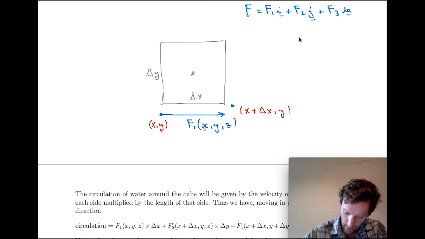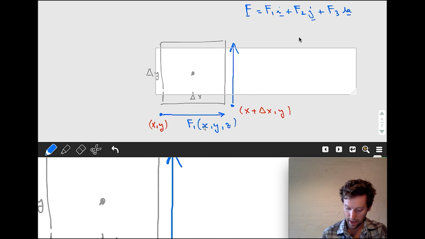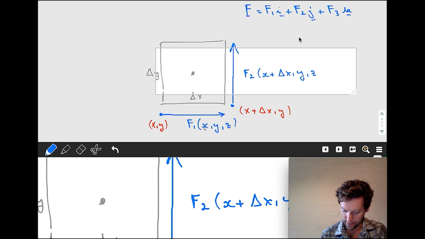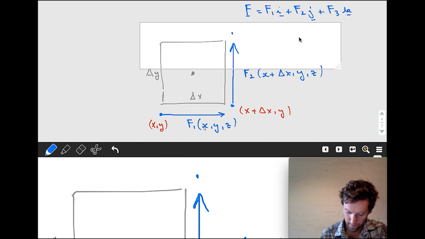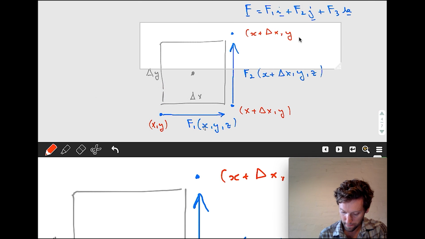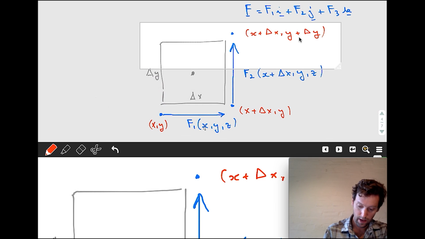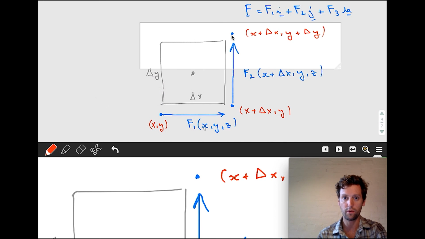Then I'm going to have a component of the flow in the y direction, and that component is going to be given by F2 at x plus delta x, y, z. Now, as I'm going around my cube, you see I'm touching each corner. So the next corner up is this corner here, which is the point x plus delta x, y plus delta y. And I need to know what the flow is at that point.